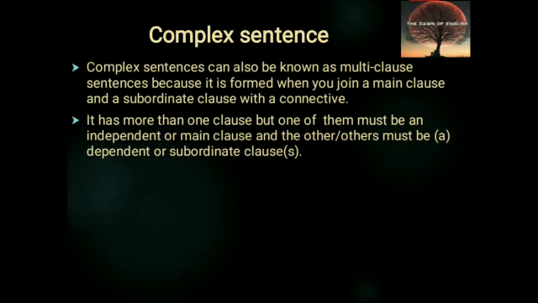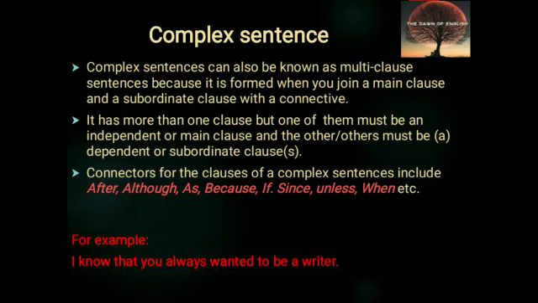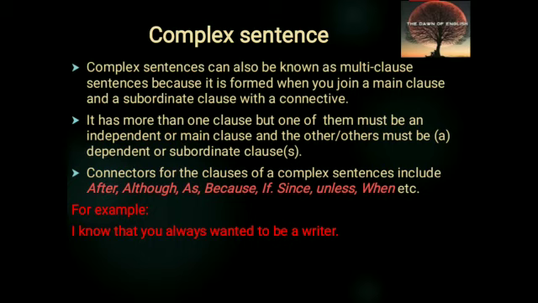In short, a complex sentence can also be known as a multi-clause sentence because it is formed when you join a main clause and a subordinate clause with a connective. It has more than one clause, but one of them must be a simple sentence or main clause, and the others must be dependent or subordinate clauses. Connectors for the clauses of a complex sentence include after, although, as, because, if, since, unless, when, etc. For example, I know that you always wanted to be a writer.